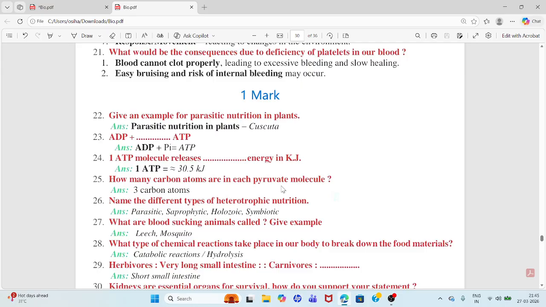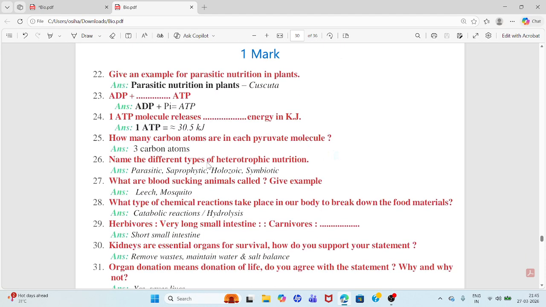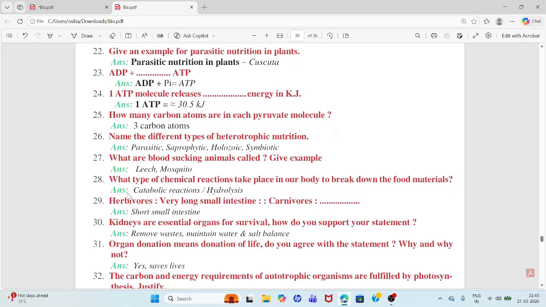How many carbon atoms are in each pyruvate molecule? So we have learned in the flowchart. 3 carbon atoms. Name the different types of heterotrophic nutrition. Parasitic, saprophytic, holozoic, symbiotic. These are the 4 types of heterotrophic nutrition. What are blood sucking animals called? Give example. Leech and mosquito.